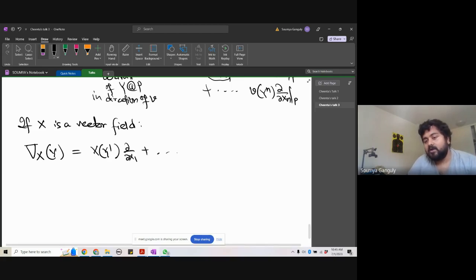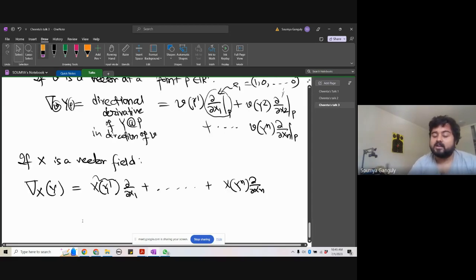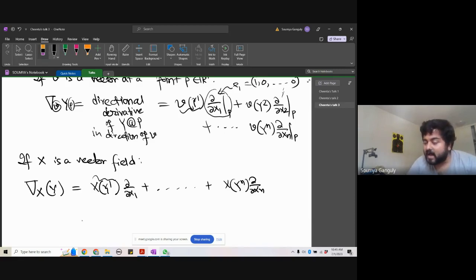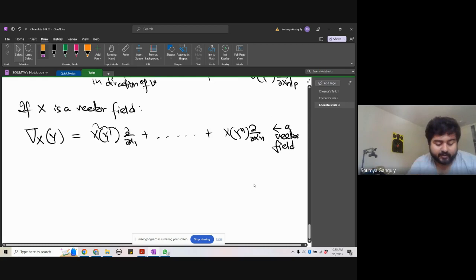But now you see the only difference is we are not evaluating any of these things at any points, because it is a vector field now. This is a function now. Previously, we had a function v of y1, but then we were evaluating that at a point, so this was becoming a number. But now this is a function, so this is a vector field. So you can define the directional derivative of a vector field with respect to another vector field, and you get a vector field as answer.